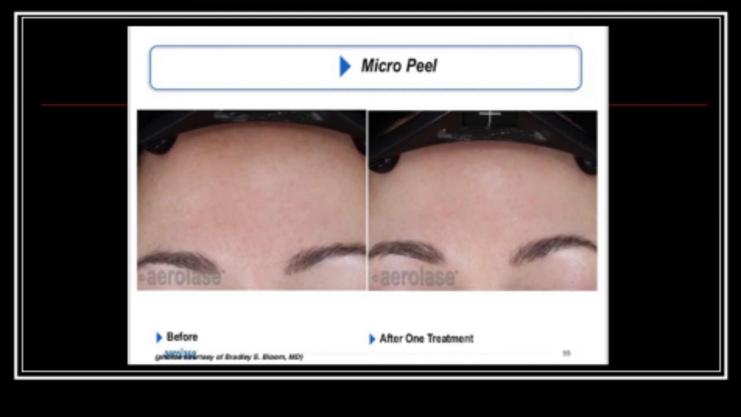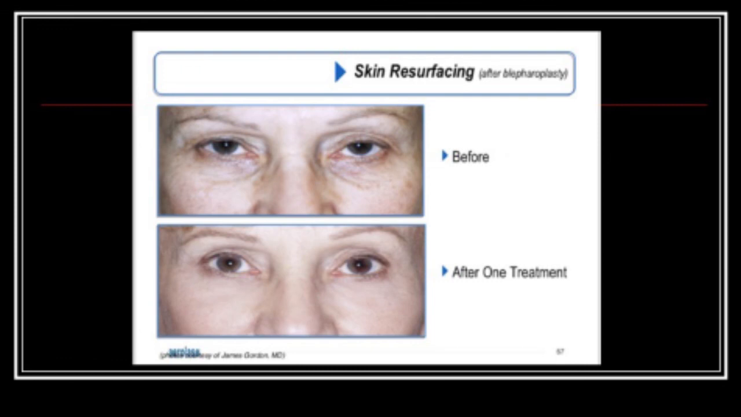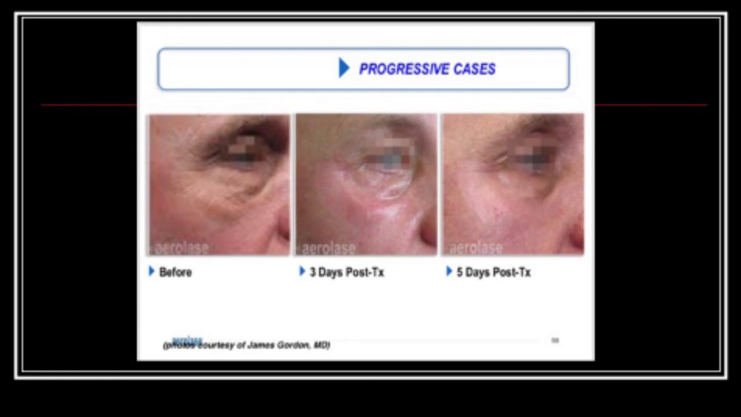A few cases. This is a micro peel. It's after 1 treatment. Resurfacing after 1 treatment. Dr. James Gordon's patient. His patient again after blepharoplasty. So combination of treatment, as we talked about in the morning too, combination of treatment is the key. You don't have to stay with just one device or one procedure. You can always combine these. I used to work with an oculoplastic surgeon, and he used to do blepharoplasty and immediately after I was doing the resurfacing, and we got great results with that. 3 days and 5 days, you can see how fast the recovery is and also the results.